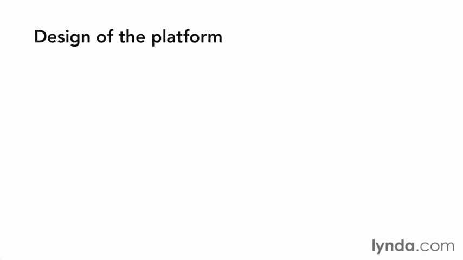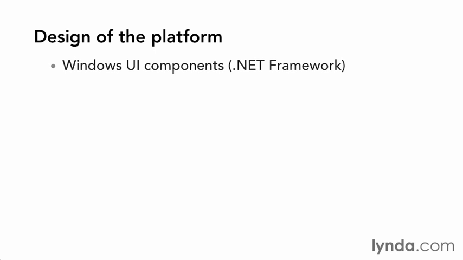Windows Phone supports a number of technologies and languages to build your applications. There are generally two types of apps you can make for Windows Phone. The first are applications that are built using Windows User Interface components. These are from the .NET framework, and you typically build the layout for your application using a language called XAML.